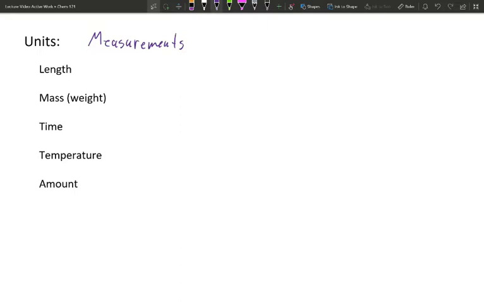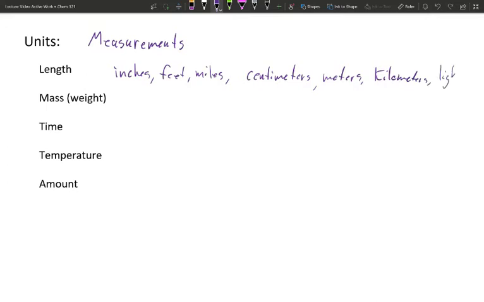All right. Well, let's talk about some common units. Things in length, we can have things like inches. You have feet, you've got miles, you've also got, well, it's English system, you've got centimeters, you got meters, you got kilometers, you got light years, which is the distance light travels in 1 year. There's a lot of different length units.